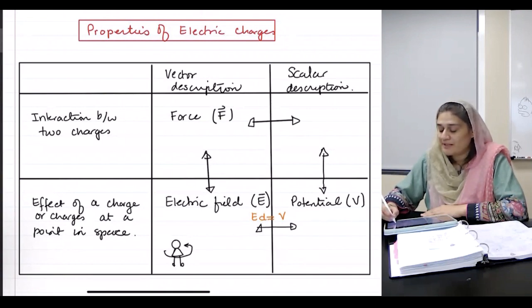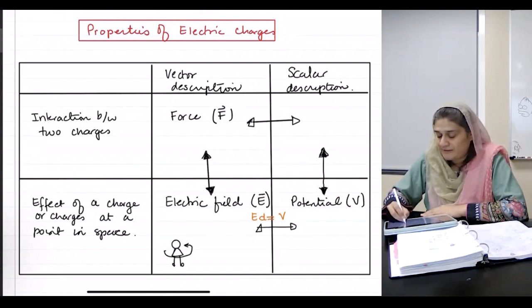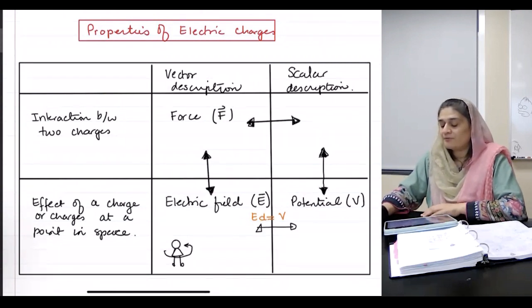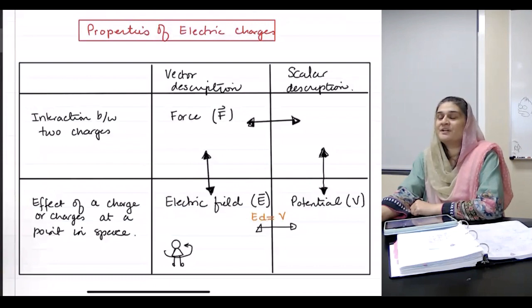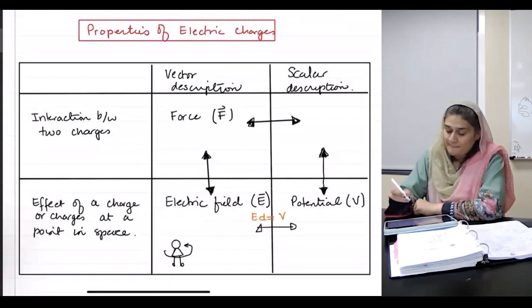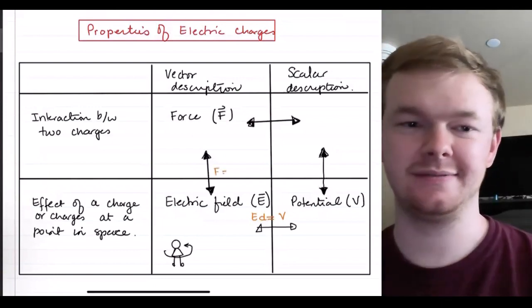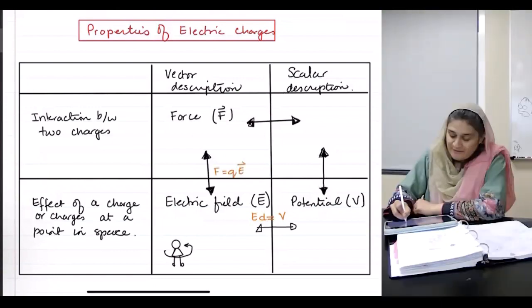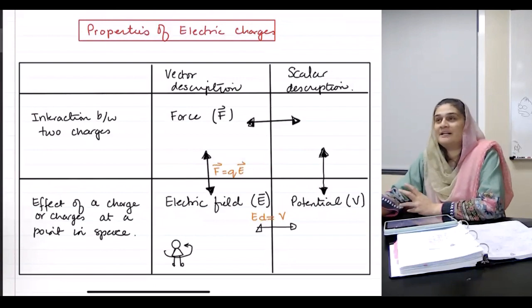Now, what should I put against this arrow? Pick an arrow. Which one do you want to do? Let's go from electric field to force. What's the relationship? F equals QE. There we go. So how do I convert F to E or E to F? F equals QE.